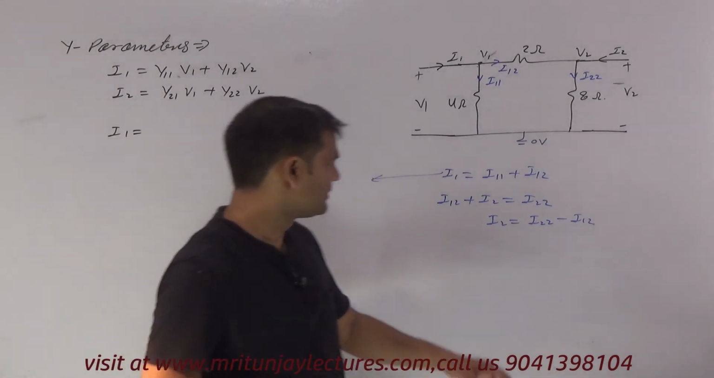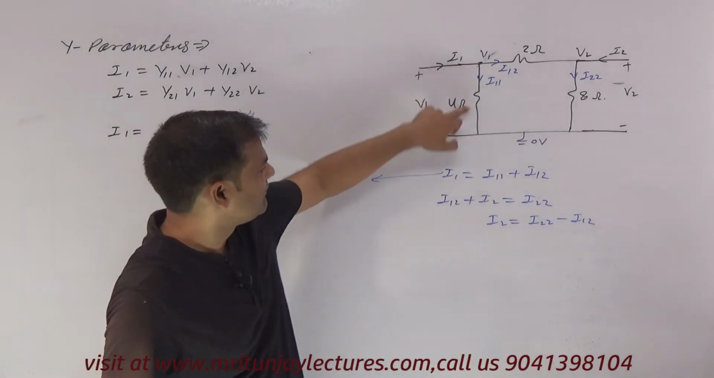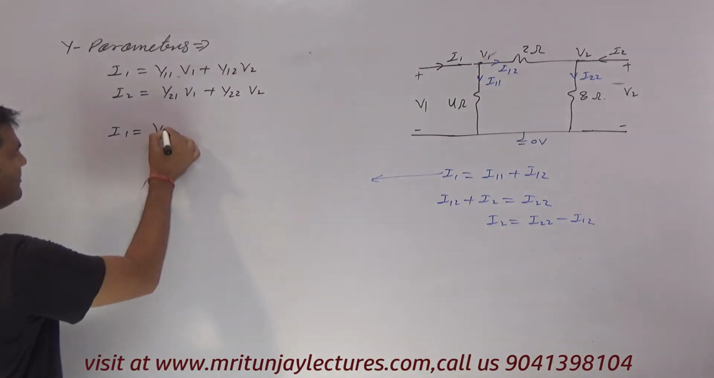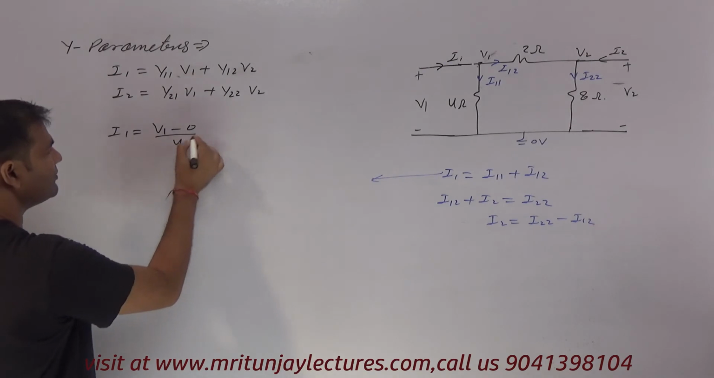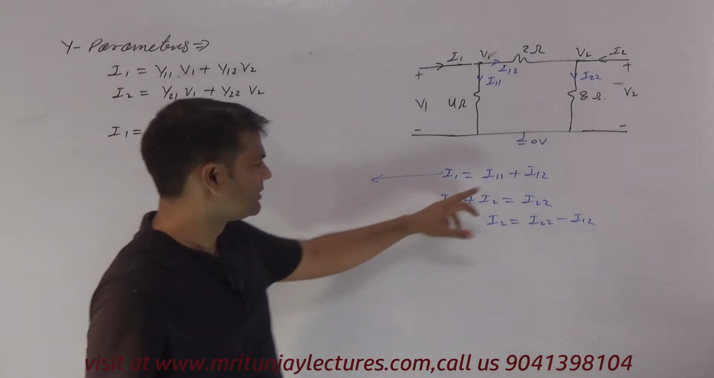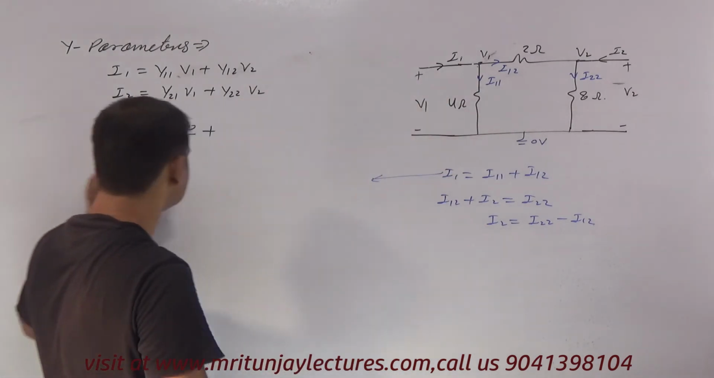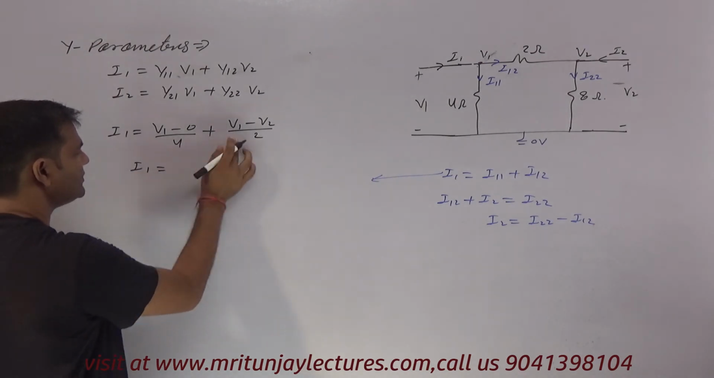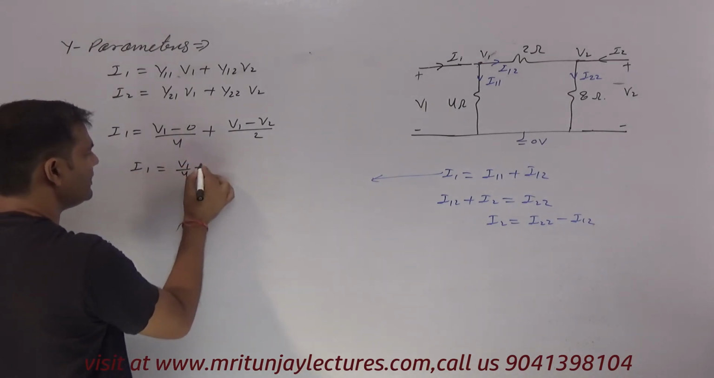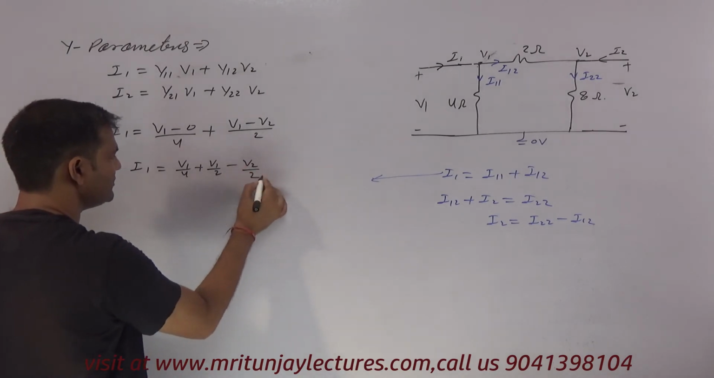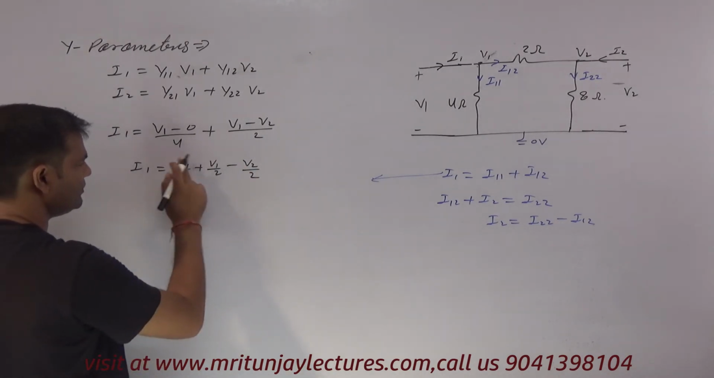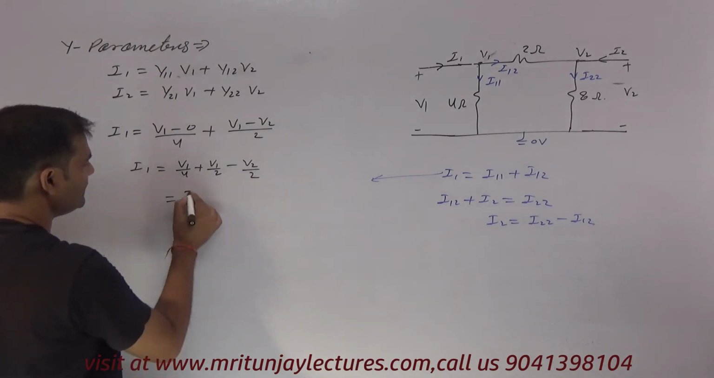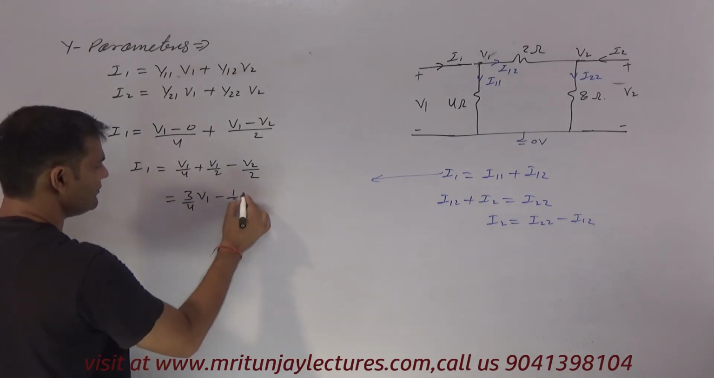I11 means (V1 minus 0) divided by 4 ohm, plus I12, which is (V1 minus V2) divided by 2. So simply I1 is equal to V1 by 4 plus V1 by 2 minus V2 by 2. So we get 1 by 4 plus 1 by 2, that is 3 by 4 V1 minus half V2. Very simple.